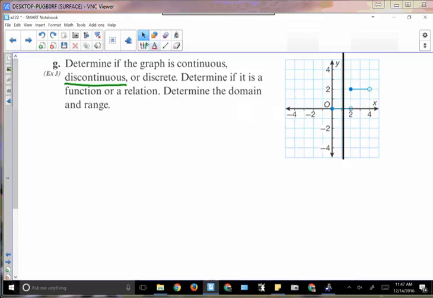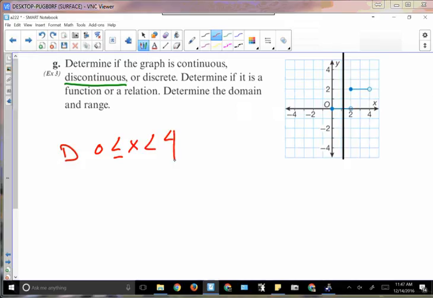Okay. So, what is the domain? Well, the domain goes from here all the way over to here. How would I write this domain? It starts off at 0, less than or equal to x, less than 4. Why? Closed circle here, 0 is included. Open circle over here, 4 is not included. Range. The range is going to be 0 and 2. Okay? Because it's here at 0 and here at 2.